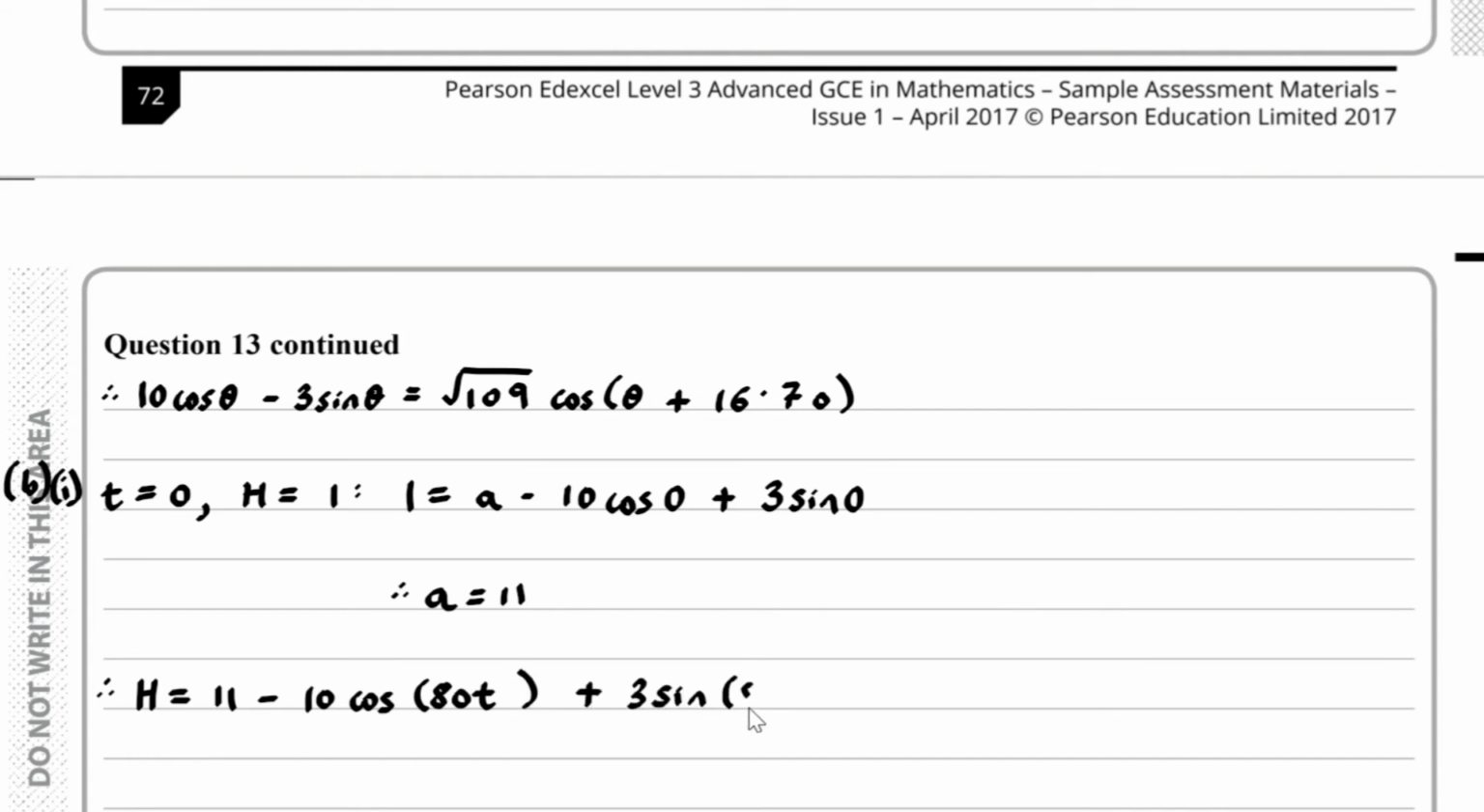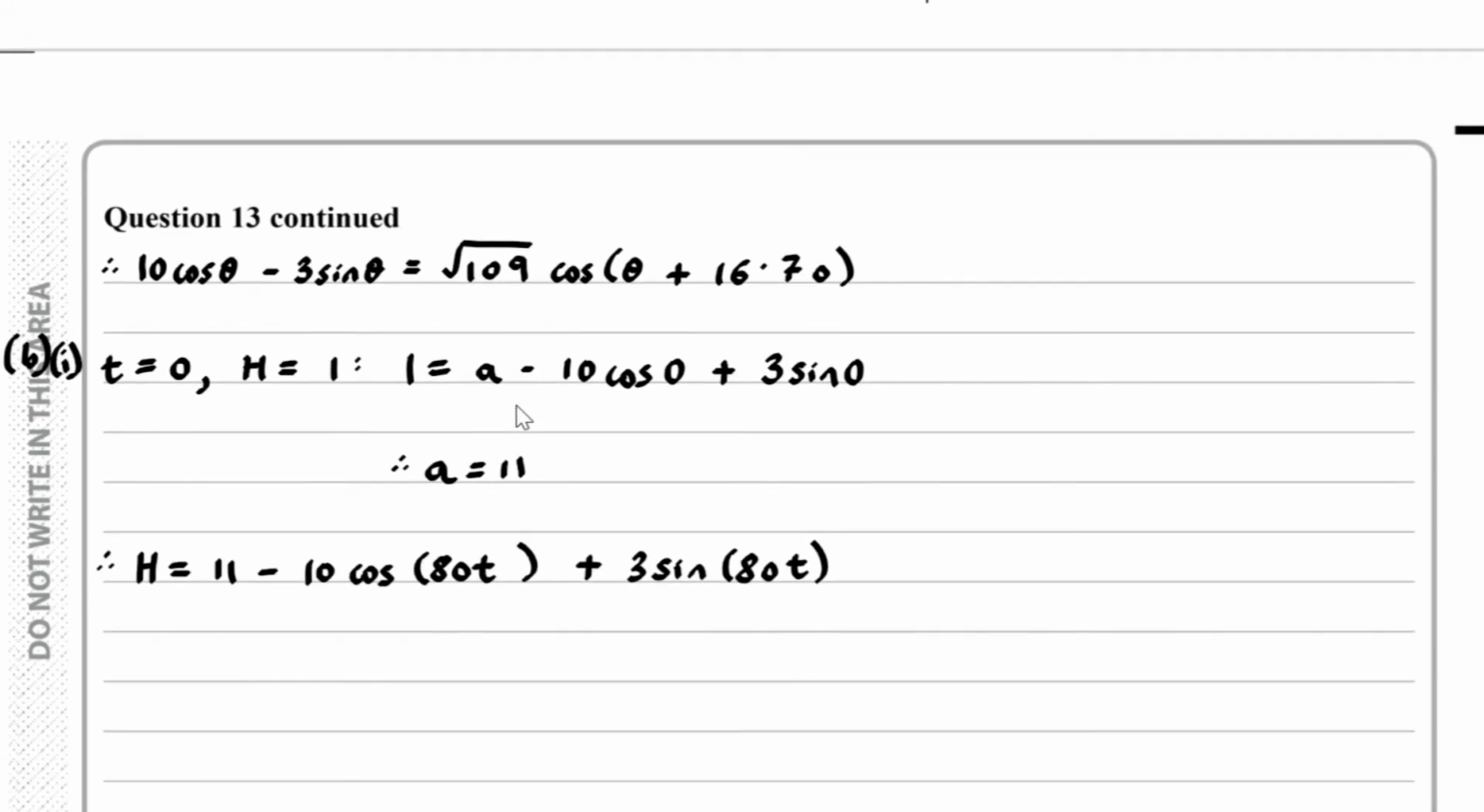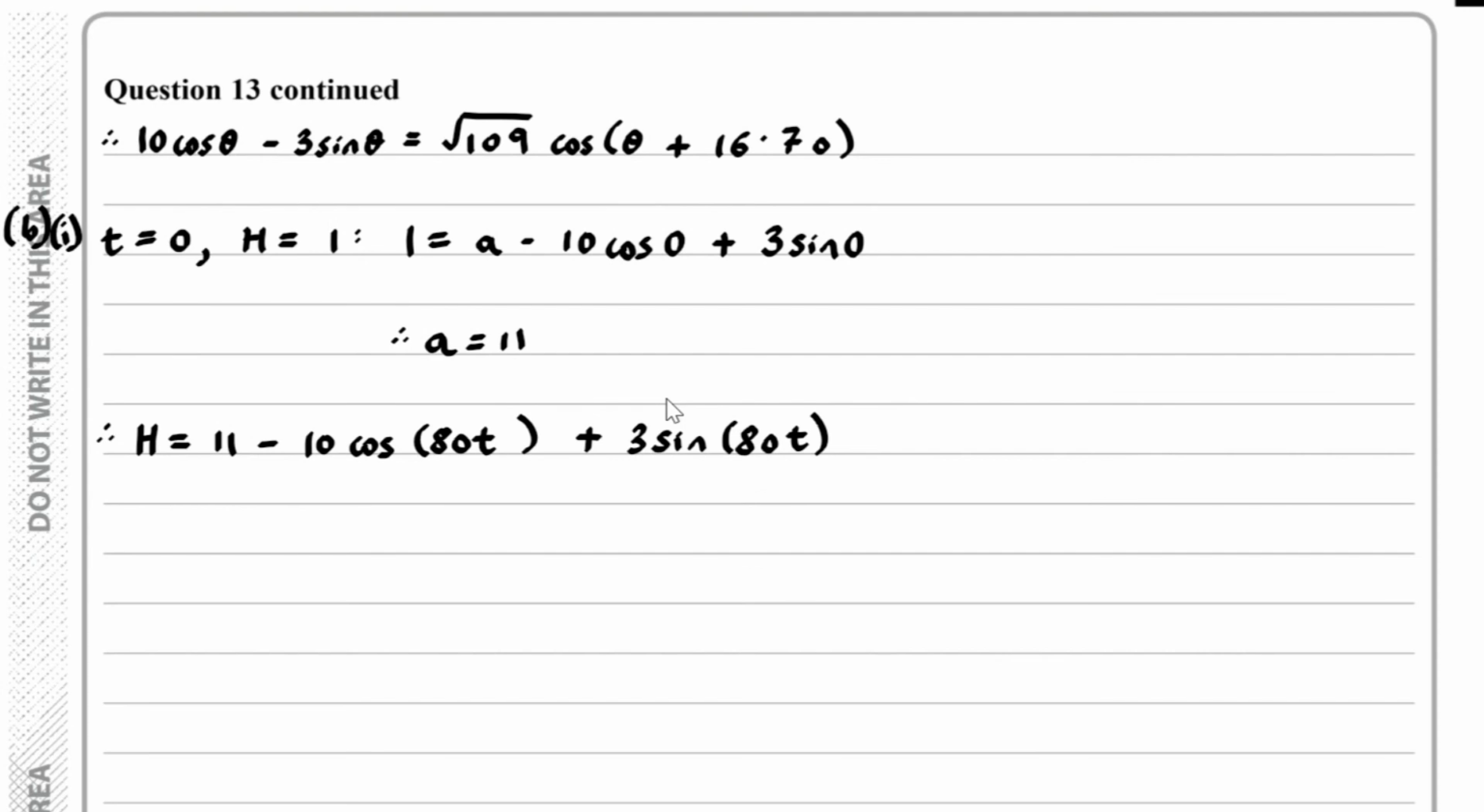sine of 80t. Now, I'm going to use the answer I found in part A to rewrite the result. So I can also rewrite this as h equals 11 minus square root 109 times the cosine of, well, instead of having a theta, I've got 80t instead. And then I add on 16.70.